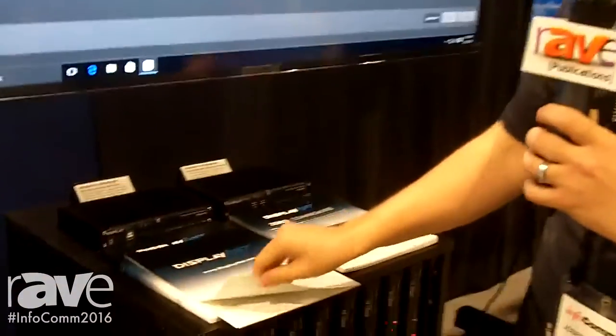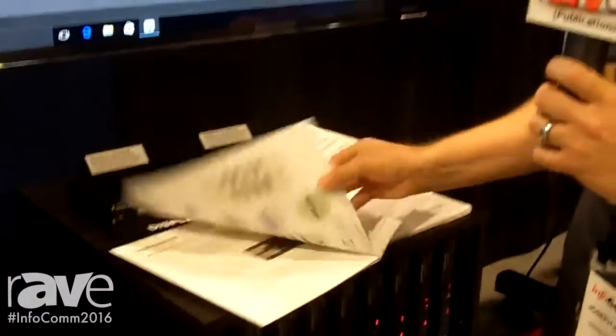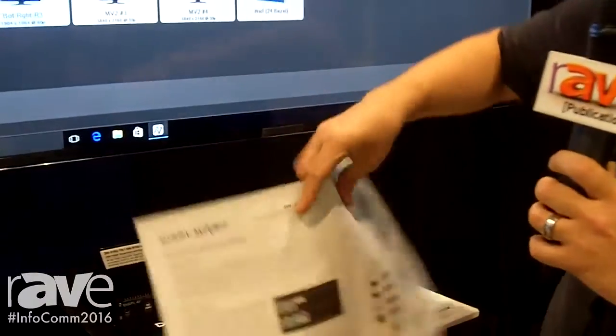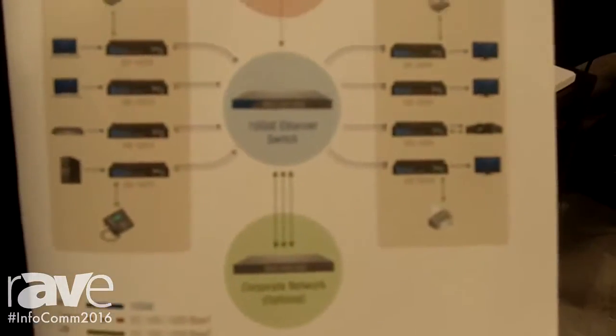The third point is that DisplayNet is controlled using DisplayNet server. So DisplayNet server is essentially the brains of the system.